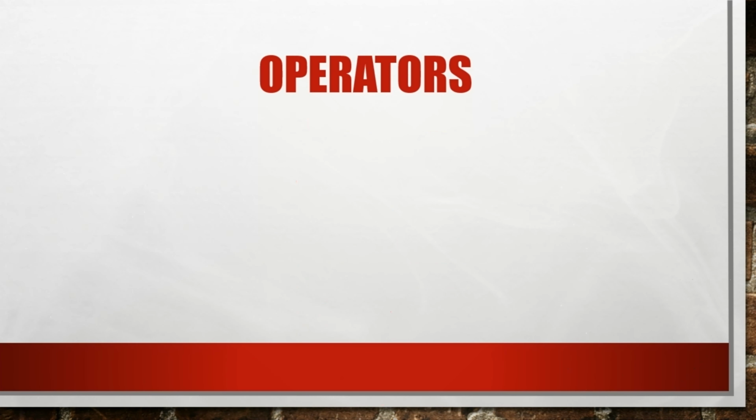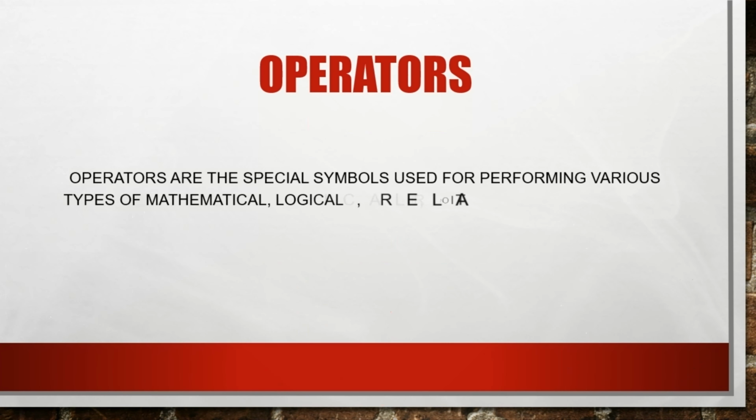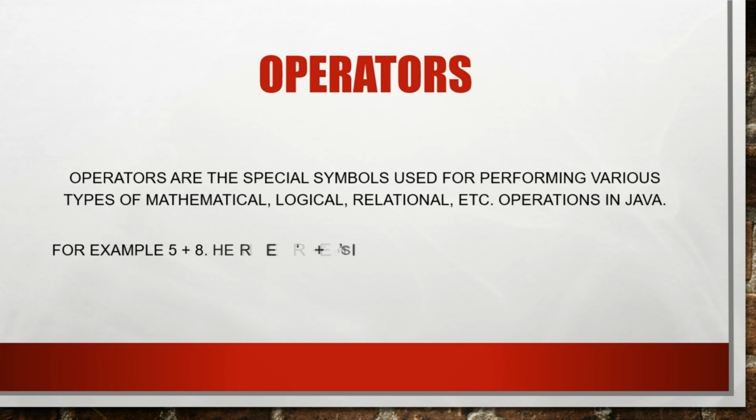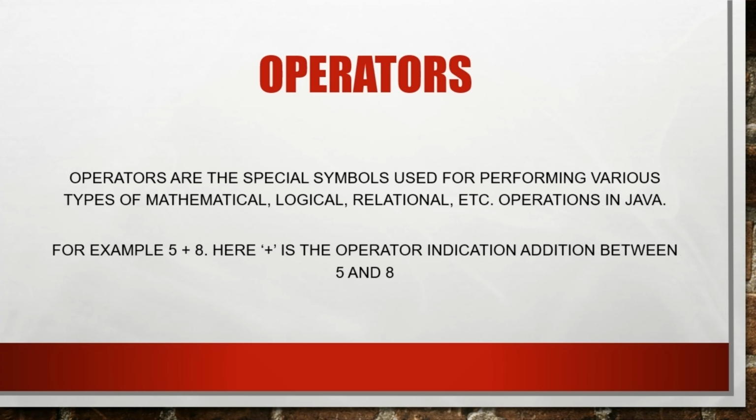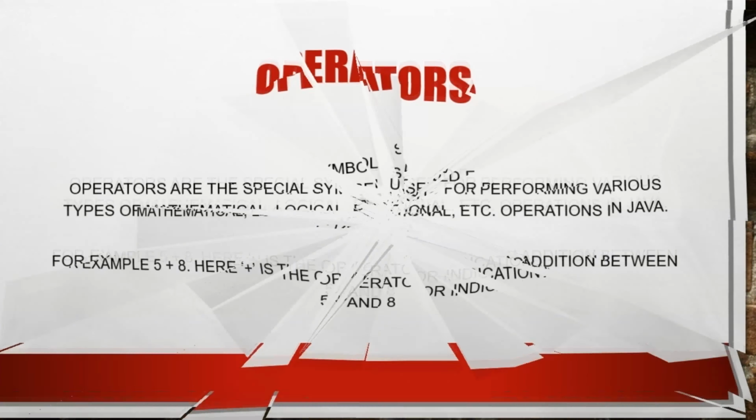Up next we lastly have operators. Operators are the special symbols used for performing various types of mathematical, logical, relational, etc. operations in Java. For example 5 plus 8. Here plus is the operator indicating addition between 5 and 8. You will learn more about operators after learning about data types and variables. It is coming very soon.